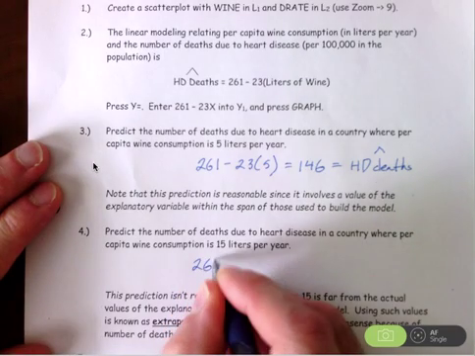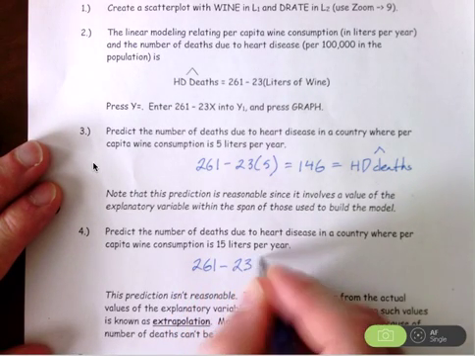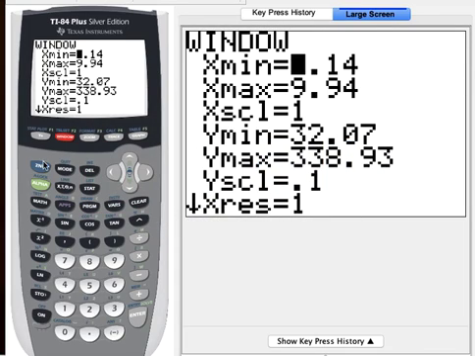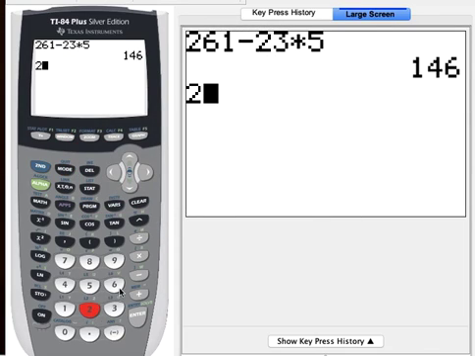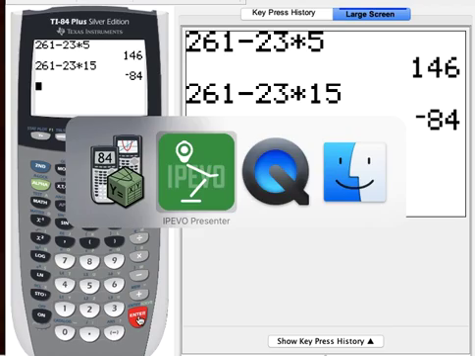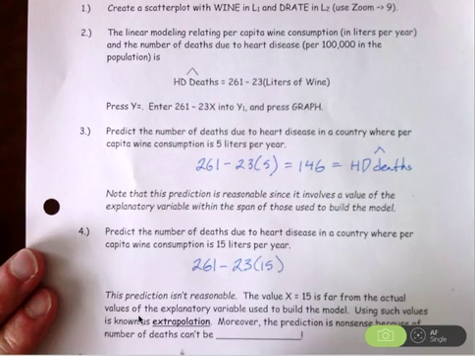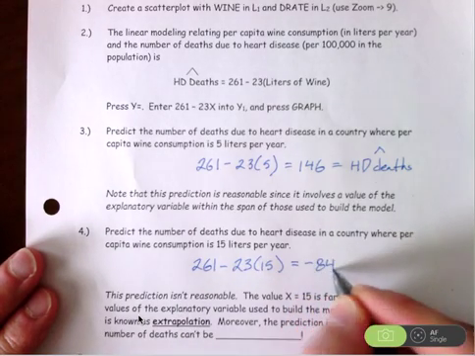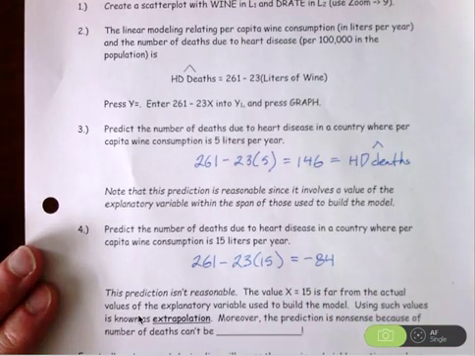So 261 minus 23 times 15. Take a look at what this prediction results in. Back to the home screen. Our predicted number of deaths due to heart disease is -84. So not only is this a case of extrapolation, first of all, the prediction isn't reasonable. You can't have a negative number of deaths due to heart disease.